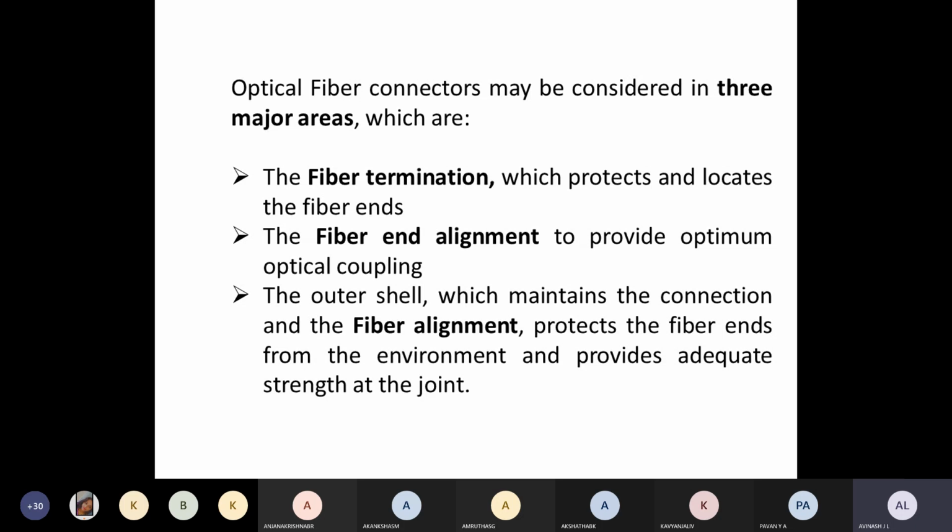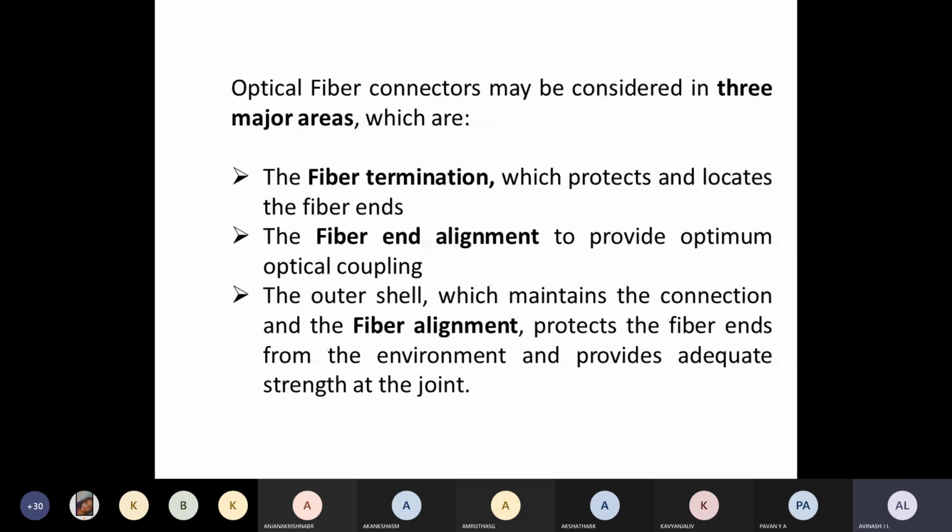You may think, what is the necessity of fiber termination? We can leave it as it is if we are not using it. That is the mentality. But there are some applications which require proper termination. That is what we need to take into consideration.